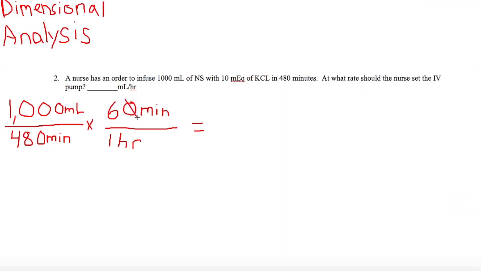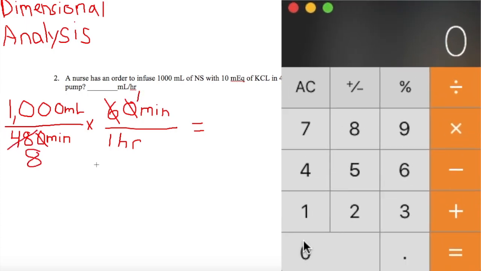I like to reduce down. I'll get rid of a couple of those zeros. So then I end up having 6 and 48. When we think about that, 6 goes into itself 1 time, and then it goes into 48 8 times. So we can reduce down a little further. We end up with 1,000 mLs divided by 8 times 1 divided by 1 equals 125 mLs per hour.